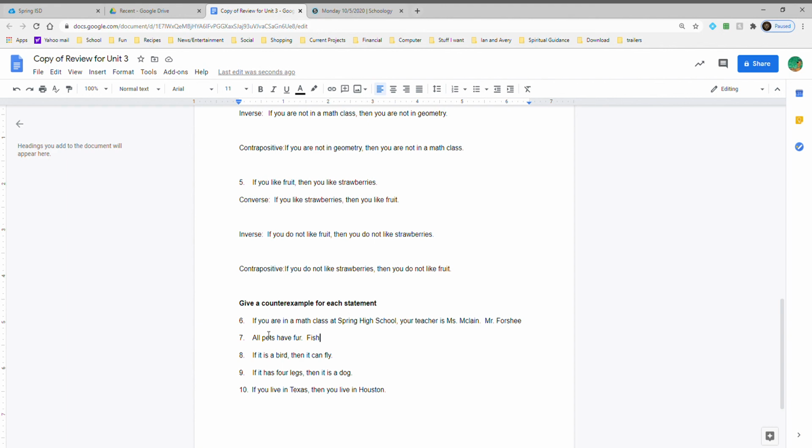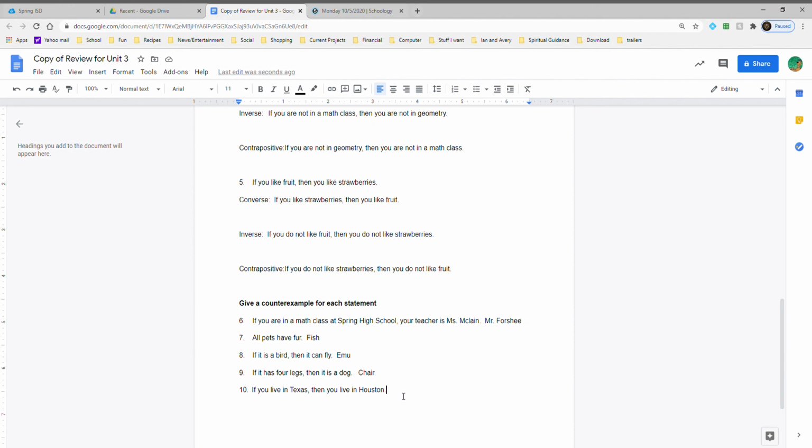I need a pet that does not have fur. I need a bird that cannot fly on this one. A bird that cannot fly is an emu. He doesn't need everything capitalized. All right, if it has 4 legs, then it is a dog. Well, what about my chair? My chair has 4 legs. I don't call it Sparky. All right, so if it has 4 legs, then it is a dog. Well, no, it has 4 legs, but it's a chair.